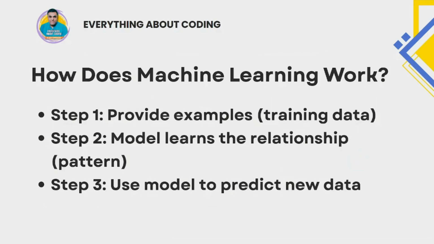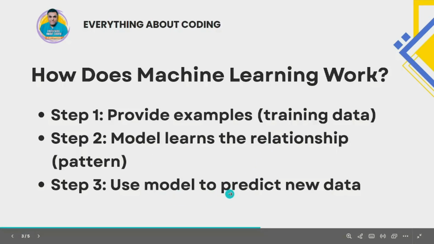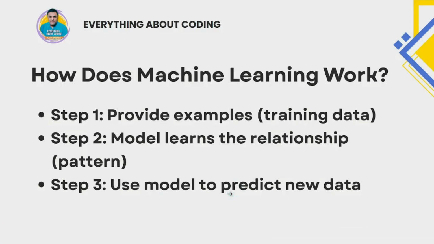So how does machine learning basically work? The first step is we will be providing the sample data, which is called the training data. When I say sample data, these are real life data, more specifically the training data. So we are going to first train the model. Once we train it, the model learns from the relationship, that is the pattern of the data. And then the model will make predictions for us and will generate new data for us.